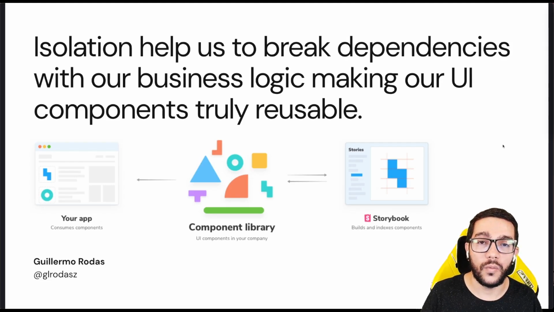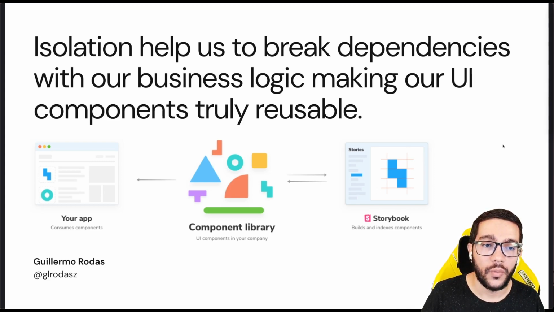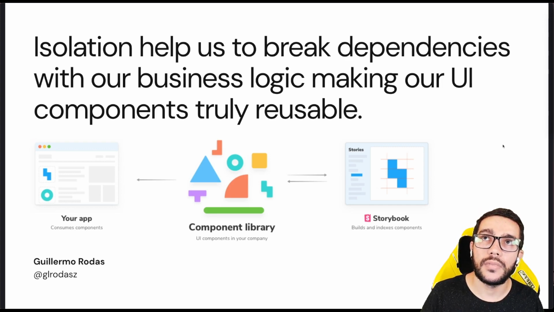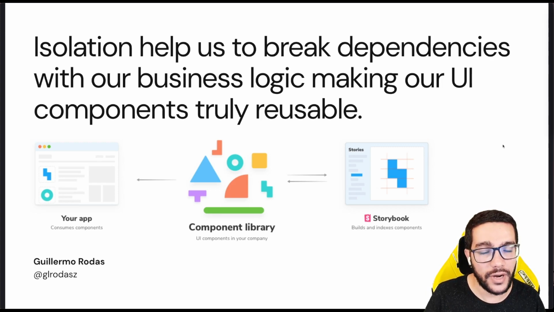Usually, when we build components without isolation, we try to attach the business logic or the states of the page or the application very tightly to our components. So when we build our components totally isolated, we create a component that is truly reusable because we are breaking the strong dependencies from our component.